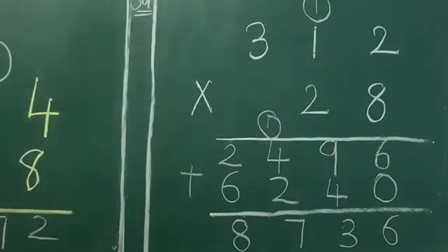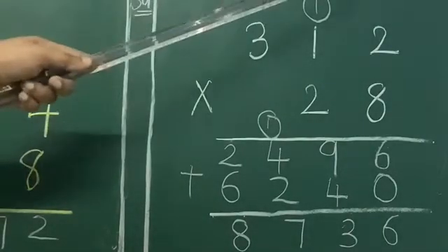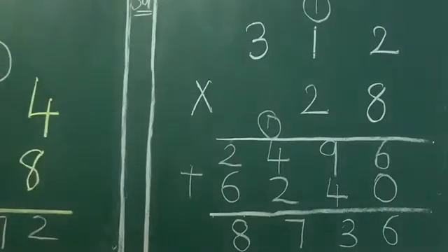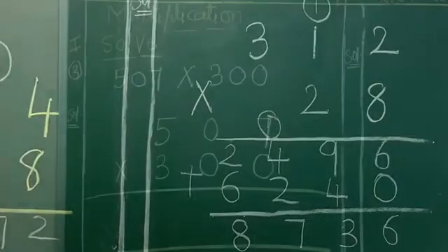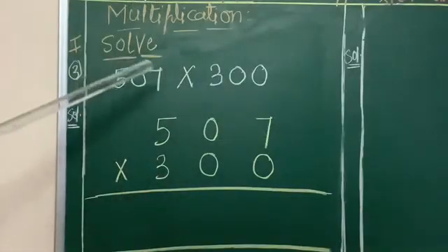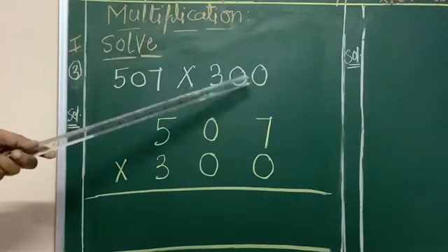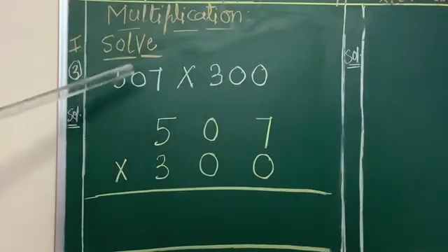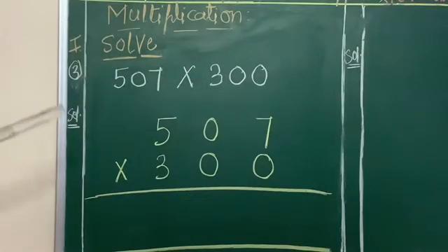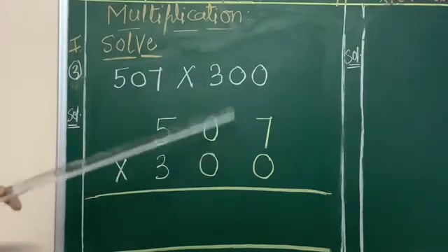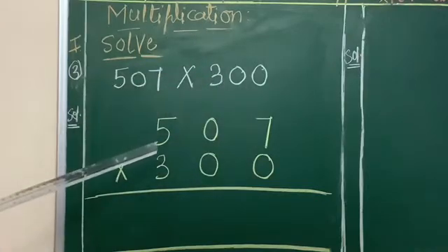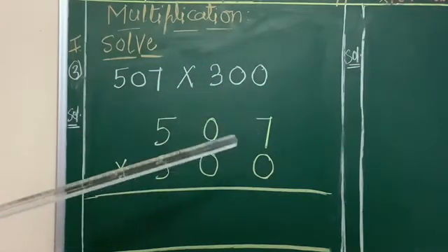Now we will see 3 digit by 3 digit multiplication, and if we have zeros in these numbers, how to multiply. Is it clear, children? Yes, children. Now this is 3 digit by 3 digit multiplication, and you have zeros here. Did you observe, children? You have zeros here, right? Now what you have to do here, when you have zeros, for this the normal first step you have to follow, that is writing vertically.